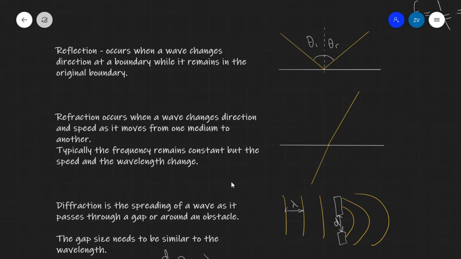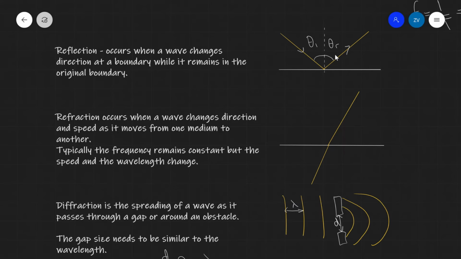So let's have a look at 3 main properties of waves. The first one is reflection. This occurs when a wave changes its direction and boundary while remaining in the original boundary. For instance, if we have a ray of light which strikes this surface over here and then it reflects, it will remain in the original boundary. The condition to satisfy in this case is that the angle of incidence is equal to the angle of reflection.